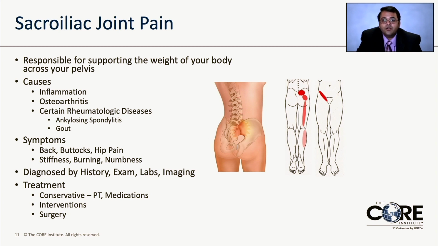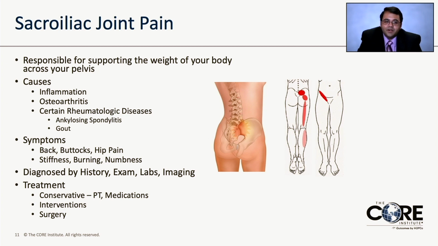Obesity, there's a number of causes for it. That joint is really holding up our entire torso, head, neck, arms. It's holding up a lot of weight. Symptoms for this are, as you can see, again, back, buttocks, and hip pain. Some people describe it as stiffness, sometimes some burning or numbness sensation can also present with it.